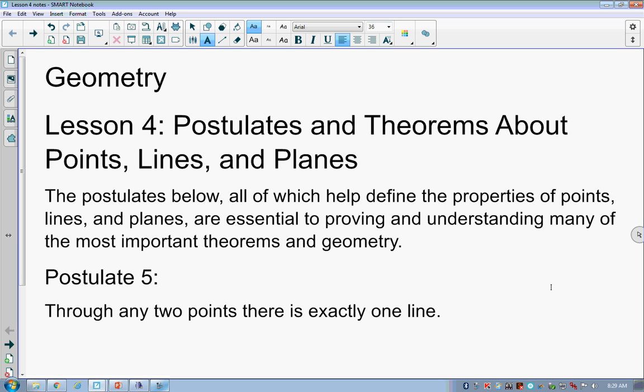Points, lines, and planes. Lesson 1 was points, lines, and planes. Lesson 2, we talked about line segments. Lesson 3, we talked about angles. Here we are, lesson 4.